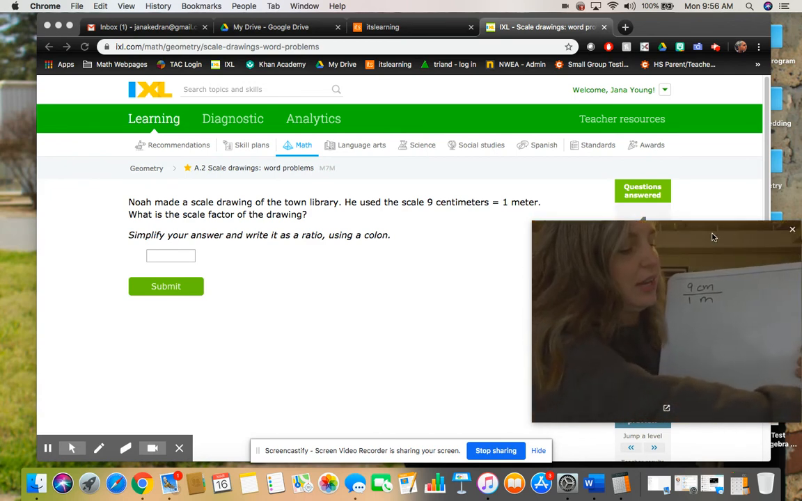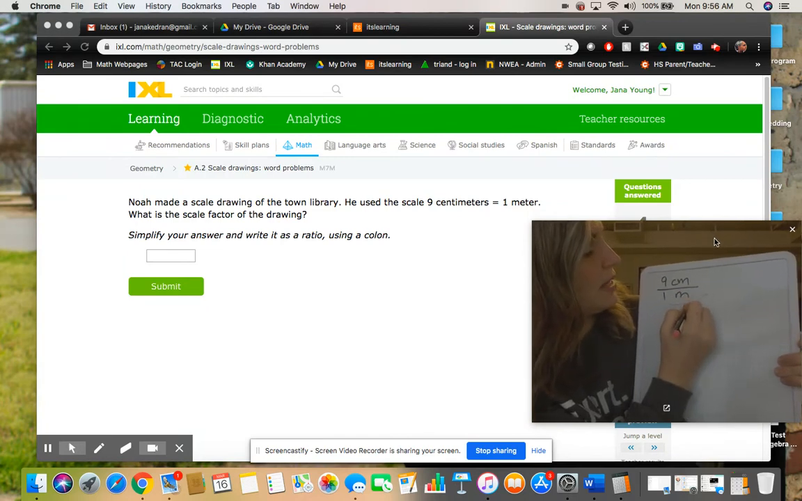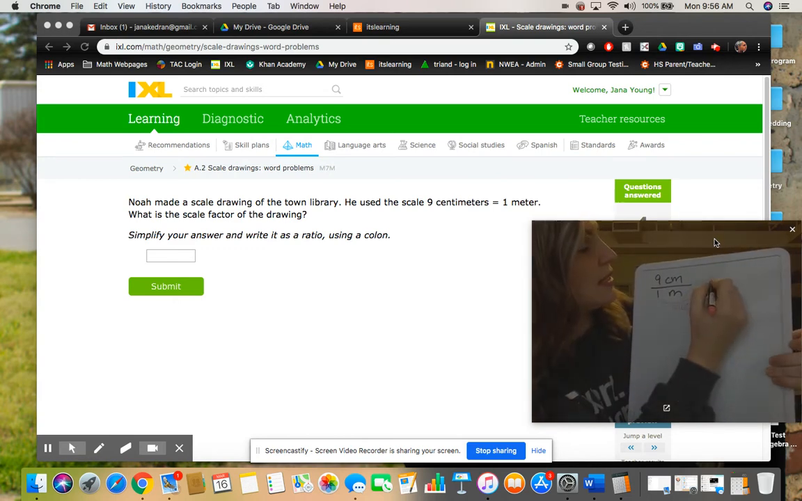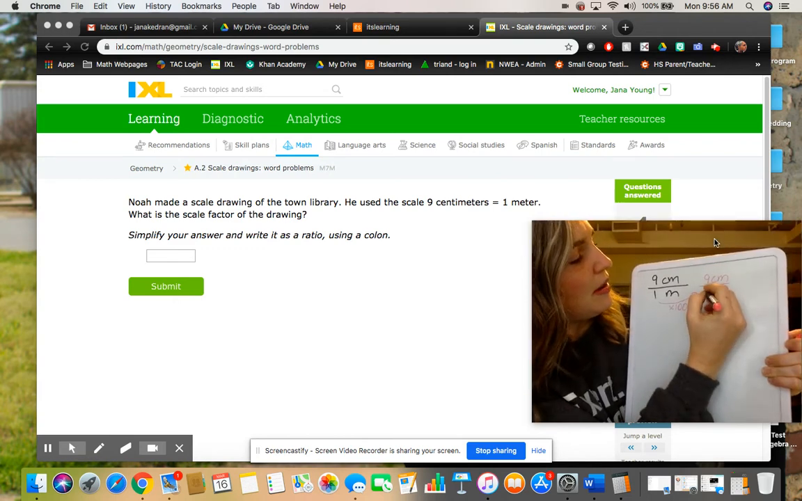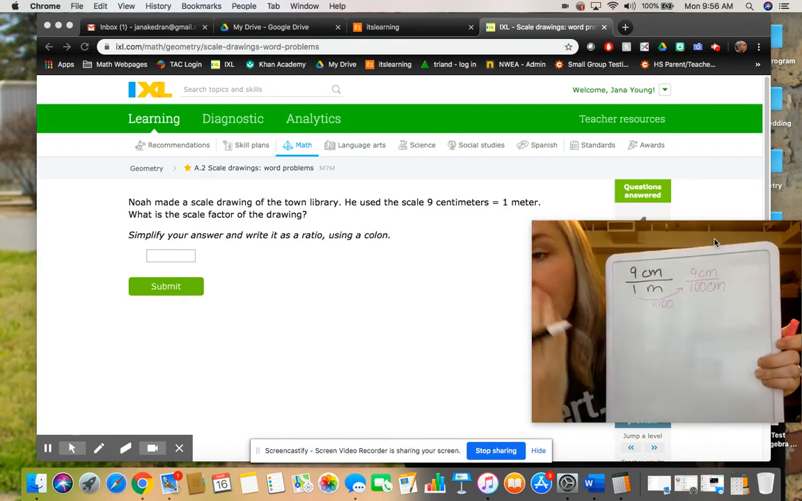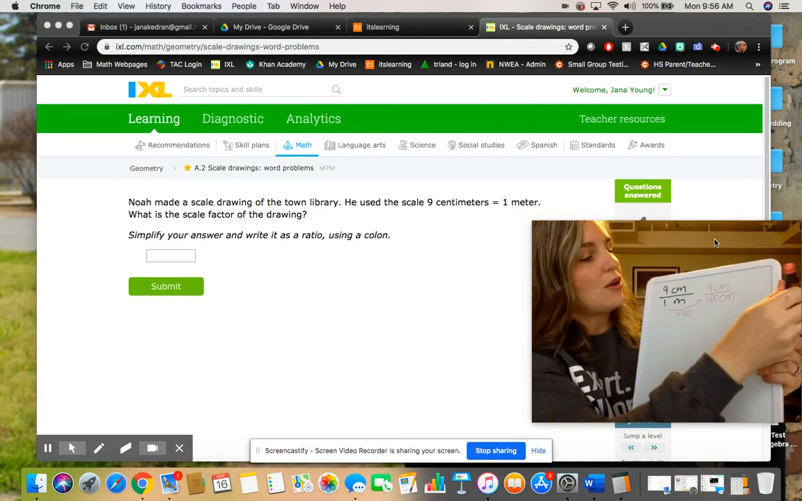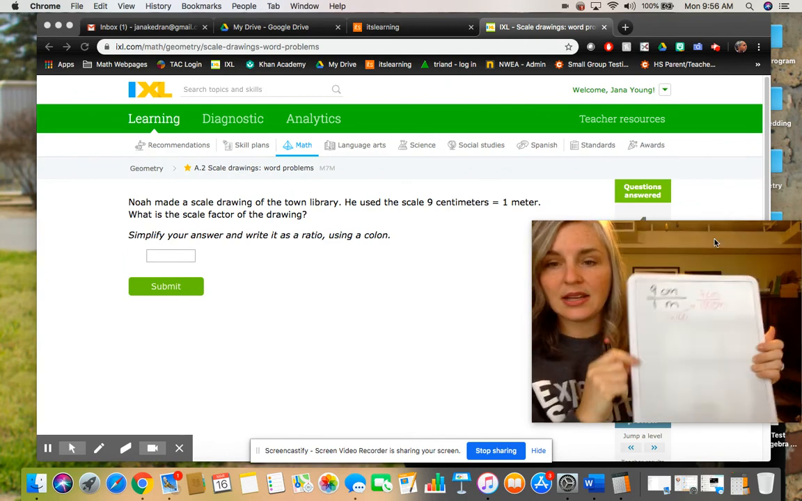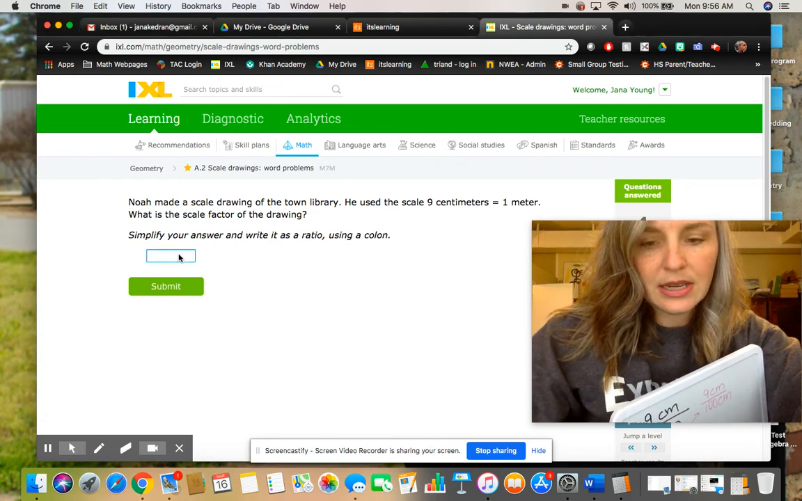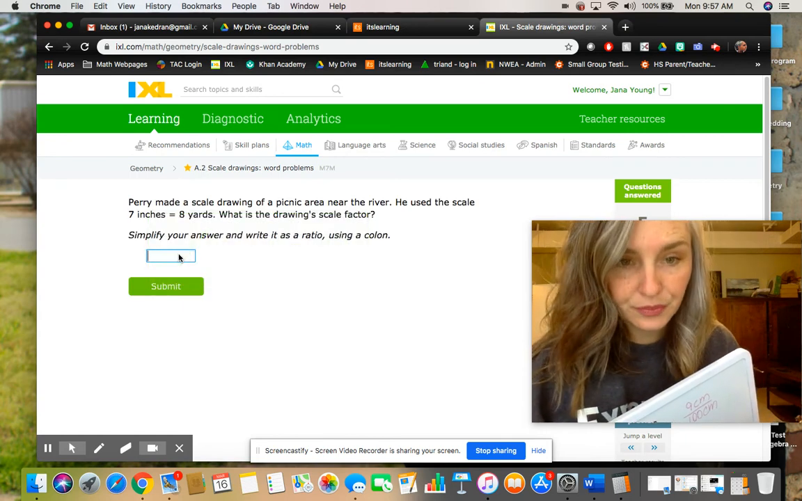So I'm going to convert here my meters, and centi means 100. So I'm going to multiply times 100. And so the top of my fraction is going to stay 9 centimeters. And the bottom of my fraction is going to become 100 centimeters. And I want to check to see if my fraction simplifies. 9 over 100 does not simplify. So that means my ratio is going to stay 9 to 100. So let's see if I can type that. 9 to 100. And it's good to go.